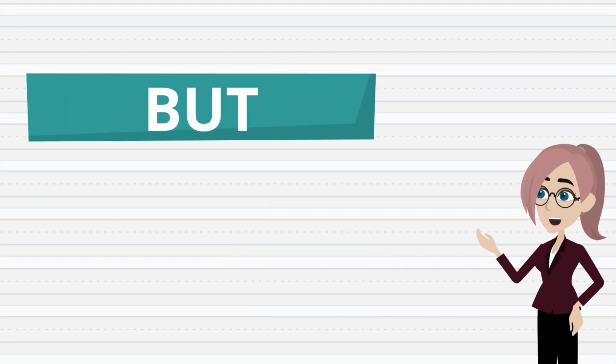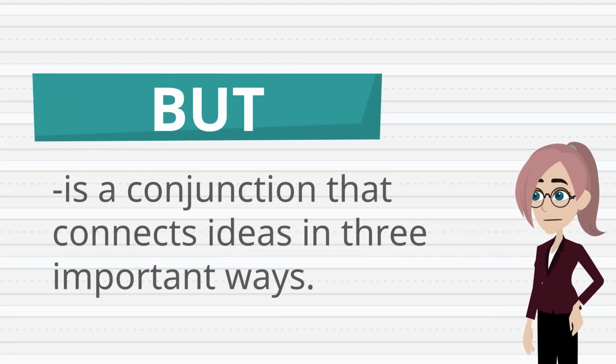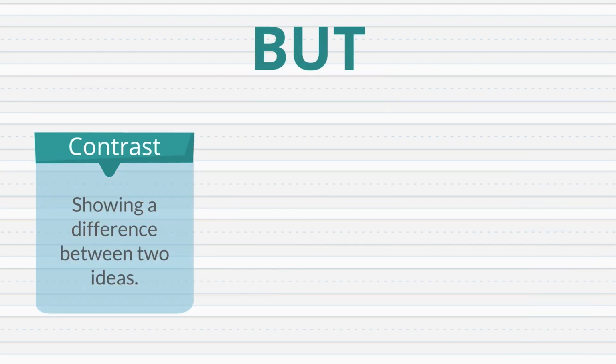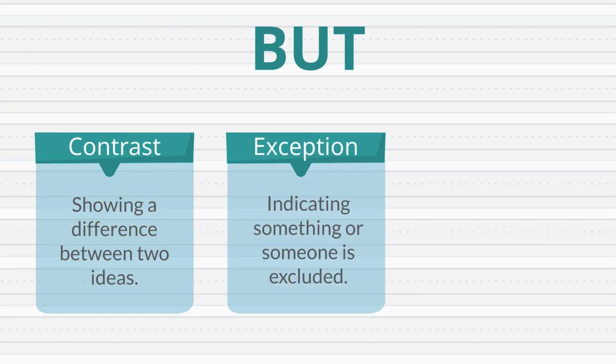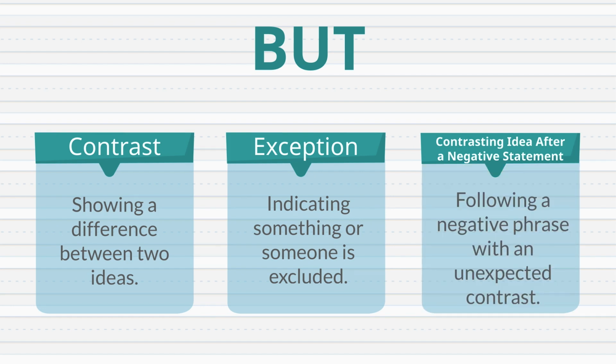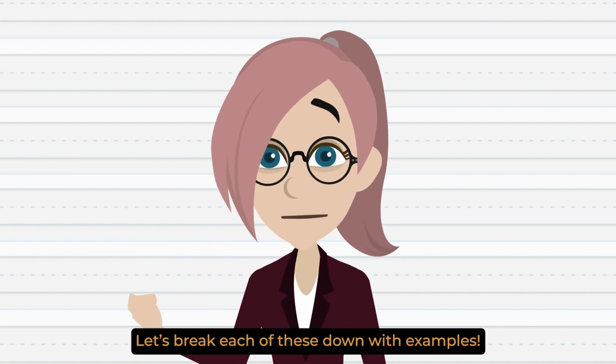The first definition of the word but is a conjunction that connects ideas in three important ways. Contrast, showing a difference between two ideas. Exception, indicating something or someone is excluded. Contrasting idea after a negative statement, following a negative phrase with an unexpected contrast. Let's break each of these down with examples.